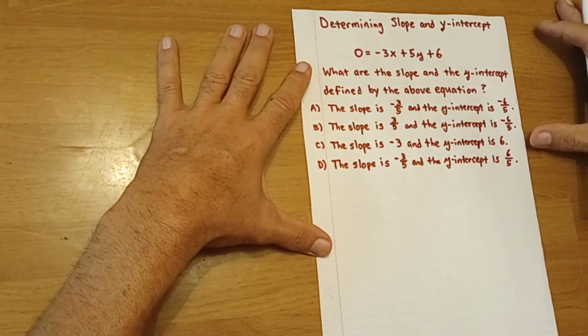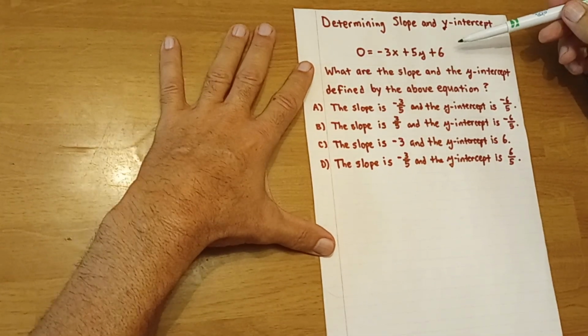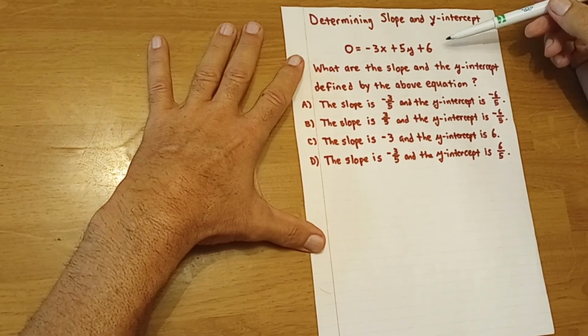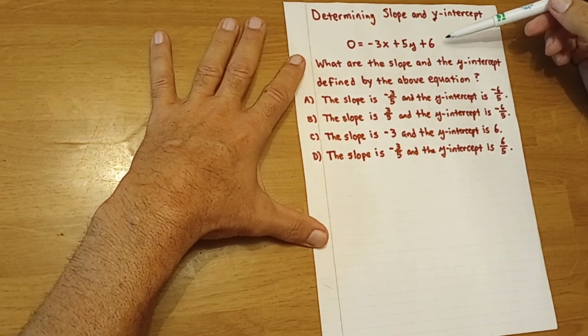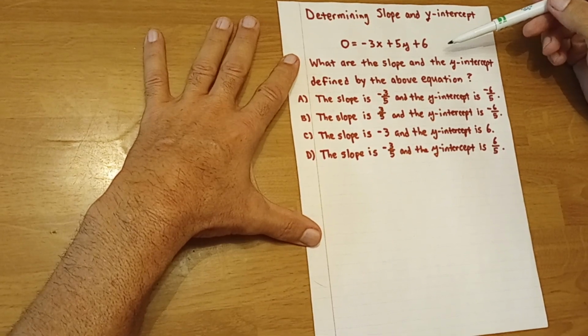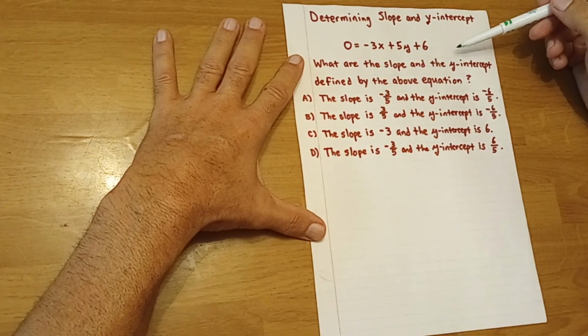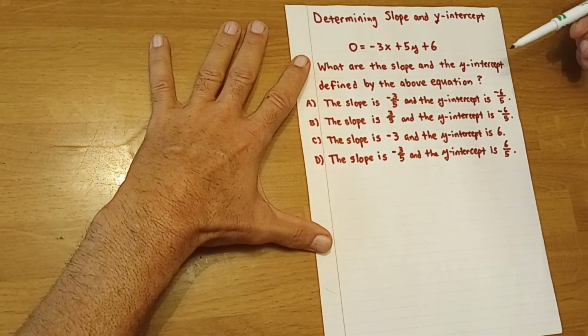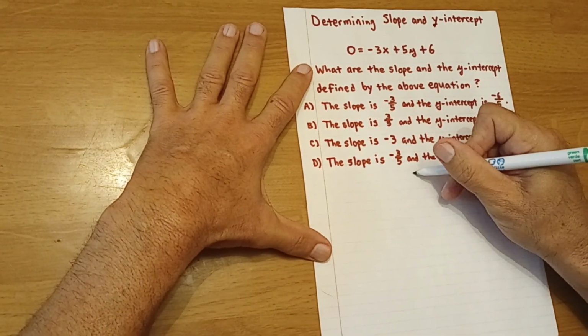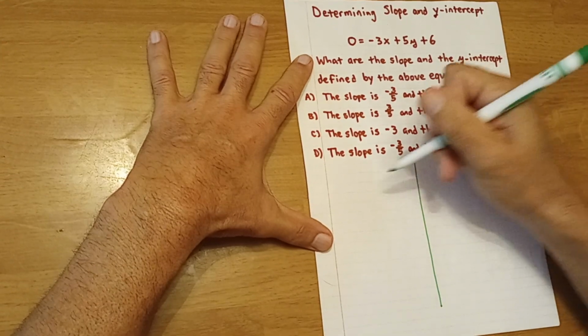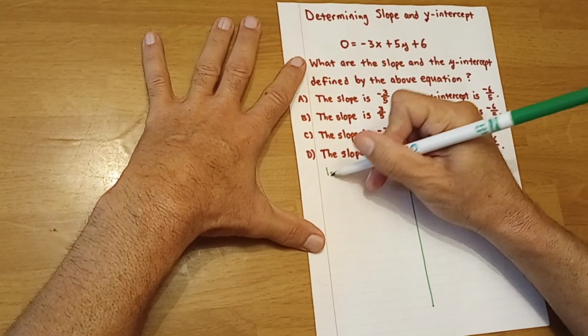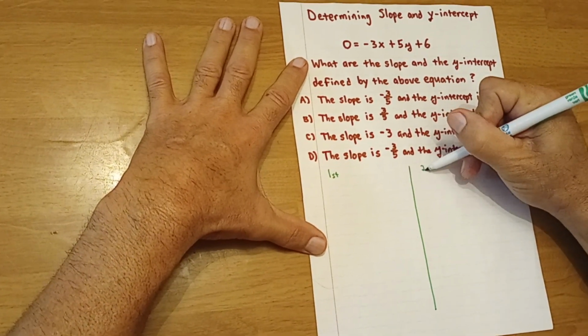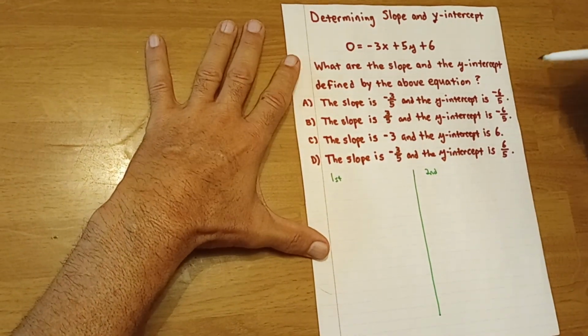So let's see what we have here. We have an equation 0 equals negative 3x plus 5y plus 6. And the question is, what are the slope and the y-intercept defined by the above equation? So there are two ways to do this. Let's look at both of them. We're just going to say first and second, in no particular order.